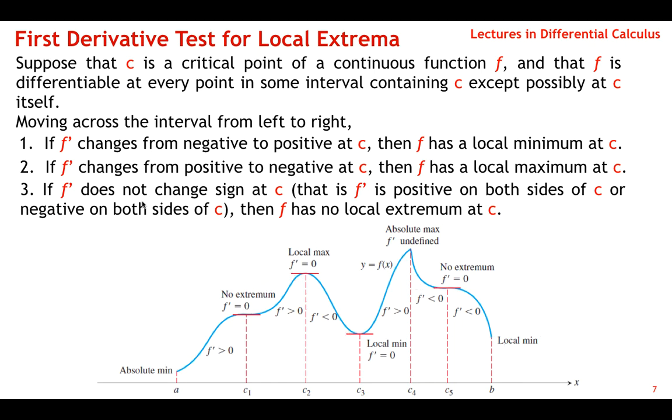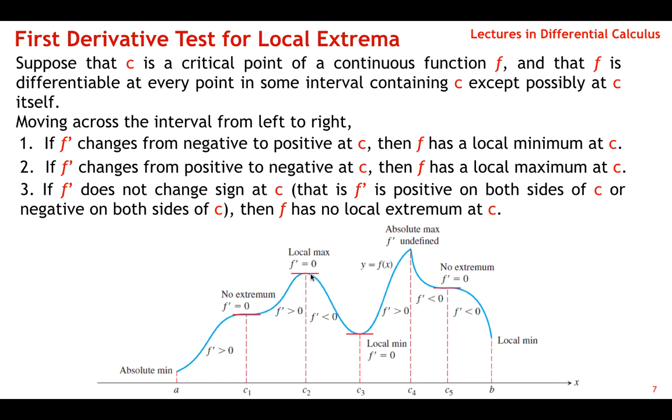The first statement says that if the derivative changes from negative to positive, then it has a local minima. Like this point, say the slope on the left of this point is negative and the slope on the right of this is positive. So the slope changes sign from negative to positive, so this becomes a point of local minima, C3, and the corresponding value is a local minimum value.